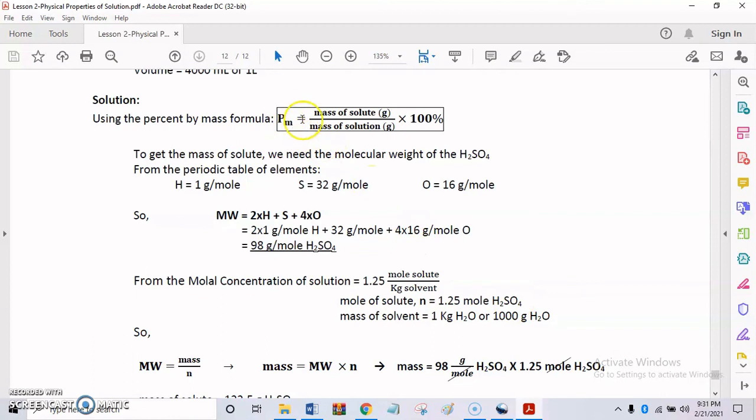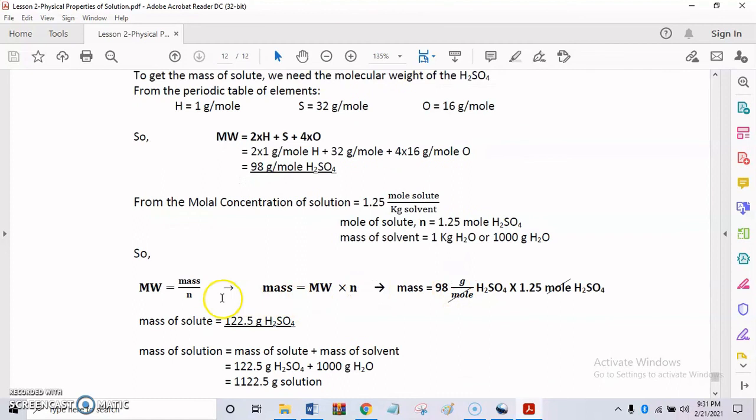Since percent by mass is in terms of grams and grams. So the molecular weight formula, you need only the mass. So mass is equals to molecular weight times mole. Input the numbers. So 98 gram per mole sulfuric acid times the 1.25 mole H2SO4. Cancel out the mole. Matitira sa'yo is grams. Mass of solute is 122.5 gram H2SO4.